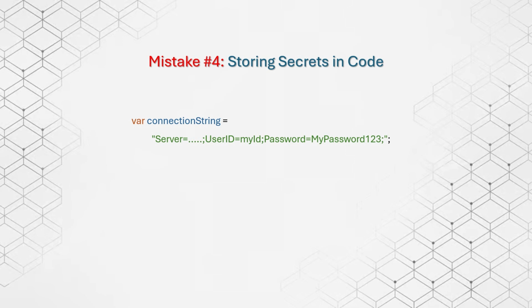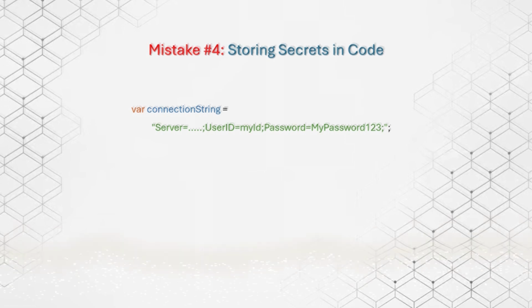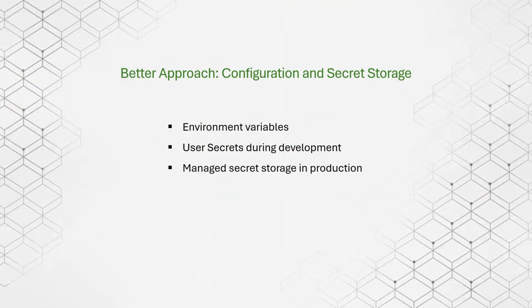Never store passwords, connection strings, API keys, or tokens directly in source code. Source code can be copied, shared, committed to repositories, or exposed accidentally. Keep secrets outside your source code. During development, .NET user secrets can help protect local configuration. In production, use environment variables or a managed secret store provided by your cloud or hosting environment.